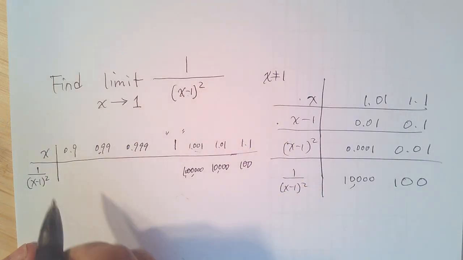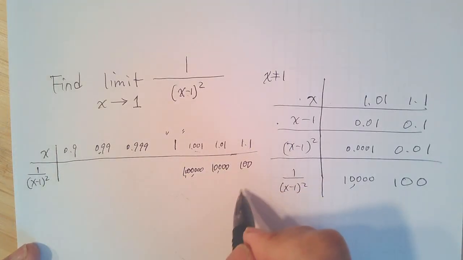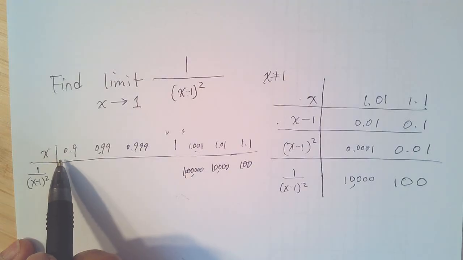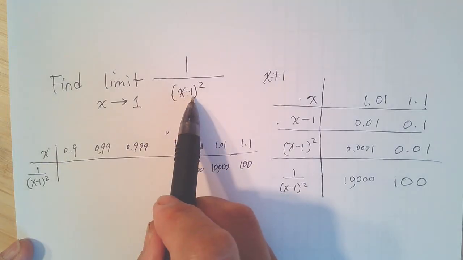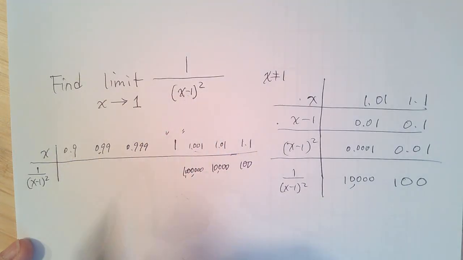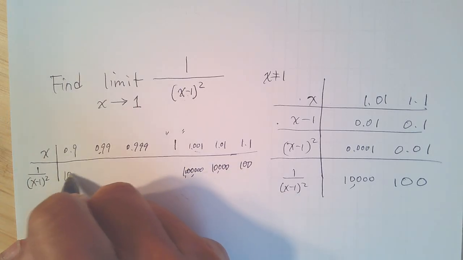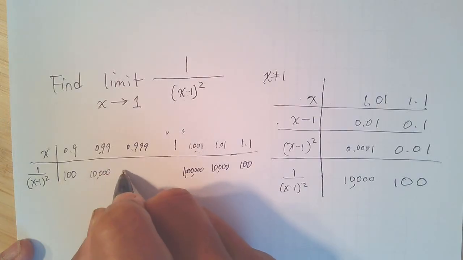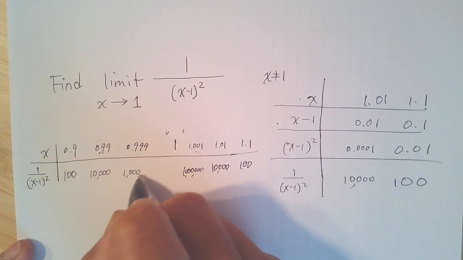So you get a million. Okay. This gets greater and greater. And on this side, when x equals 0.9, you do 0.9 minus 1, you get a negative 0.1. And then you square that, you get a positive, right? The square of a negative number is a positive. So 0.01. And then you take the reciprocal, you get 100. And I just write it because I already know the answer.